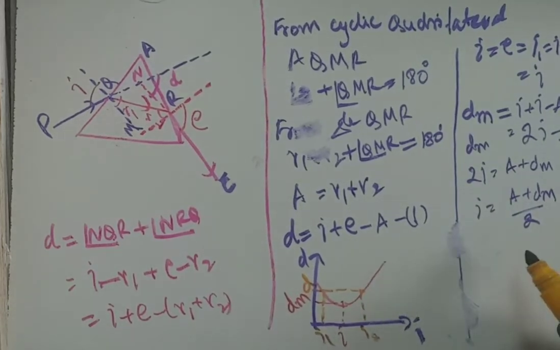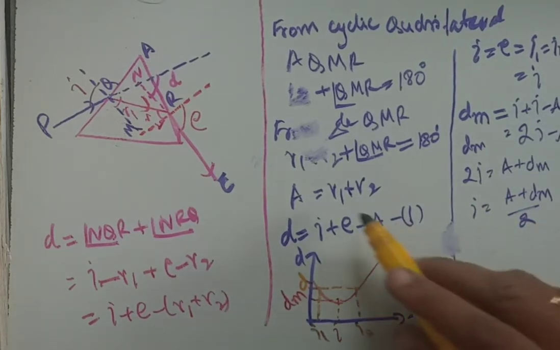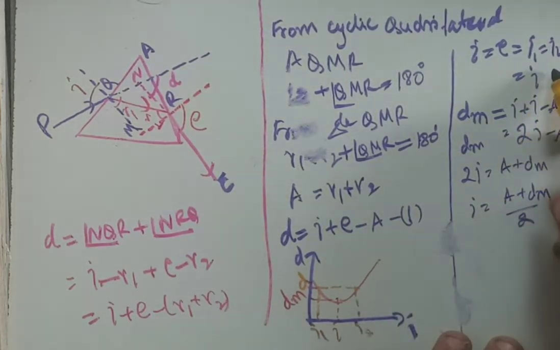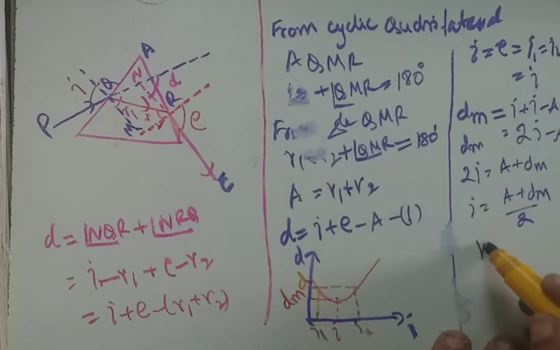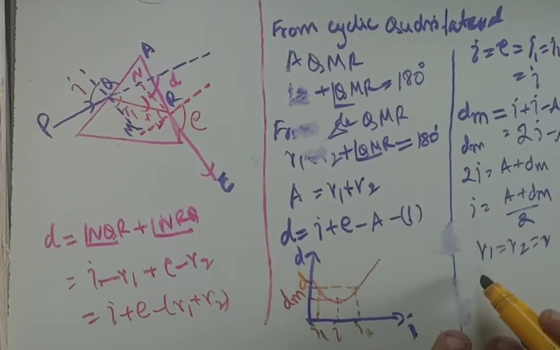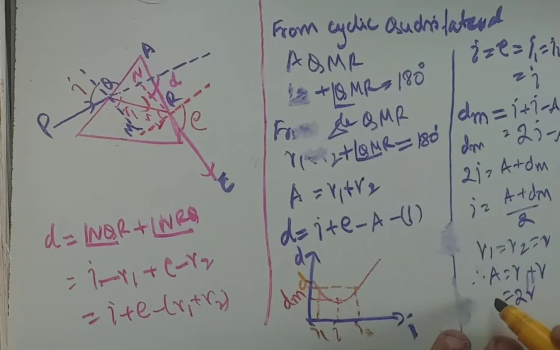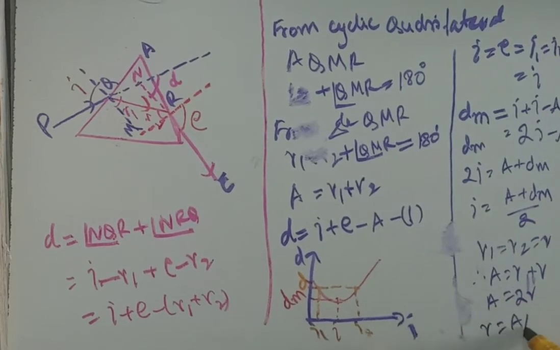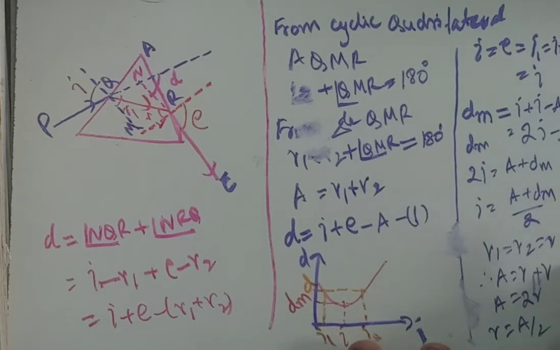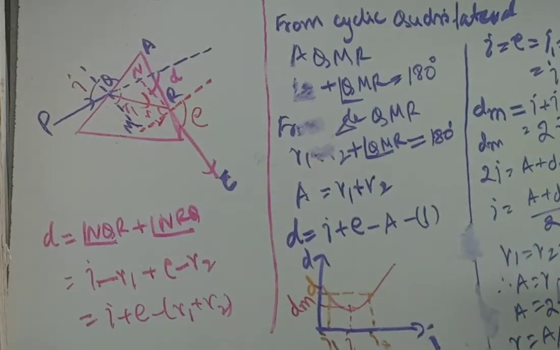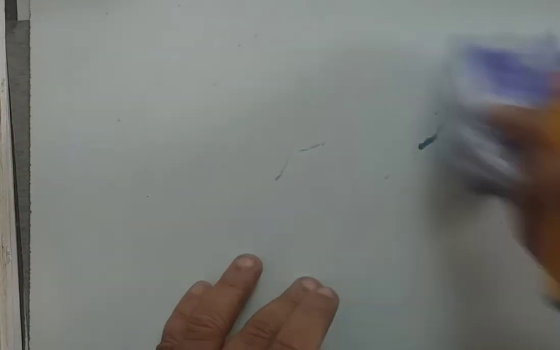So once we know I and once we know R, we can get the value of refractive index. But to get R, what we do? From equation A equals R1 plus R2, when I1 equals I2, which is I, R1 equals R2 equals R at minimum deviation. Therefore, A equals R plus R, which is 2R. R equals A by 2. So using I and R expressions, we can write the final formula like this.